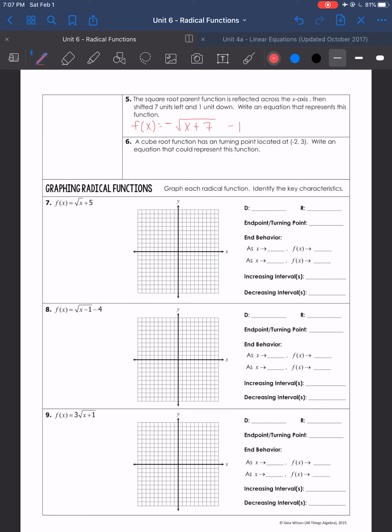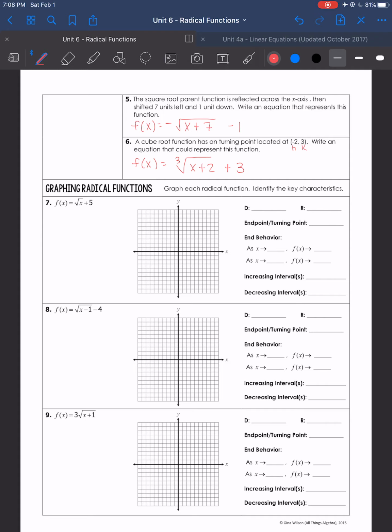And then what about if I give you one that has a turning point? So that's h and that's k. So f of x equals the cubed root of x plus 2, because it's minus a negative, plus 3. So that's how you do that.